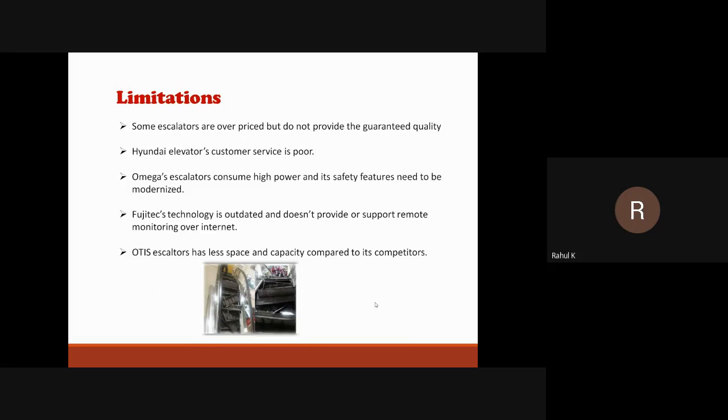Moving on, the limitations. Every product that is manufactured will have some limitations. A few have to be mentioned. Hindustan elevators' customer service is generally known to be poor because they are a small market and can't afford such high costs. Futurex technology is outdated because they released their product back in 2008, and they don't support any modern innovations that are present in other escalators manufactured nowadays. Otis escalators have less space compared to other competitors. These are some of the limitations present in various kinds of manufacturers.